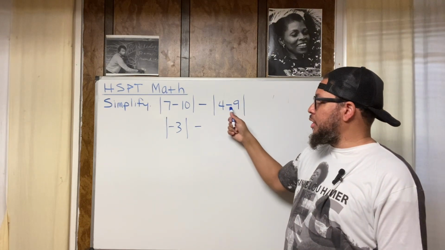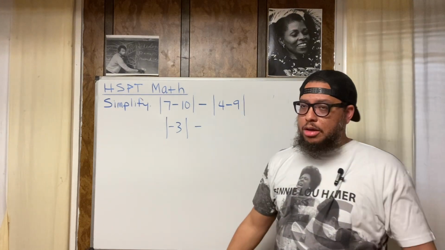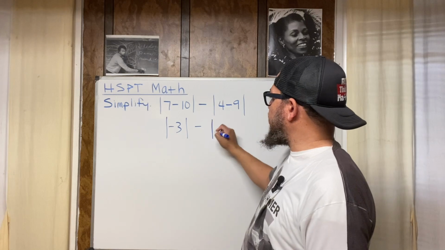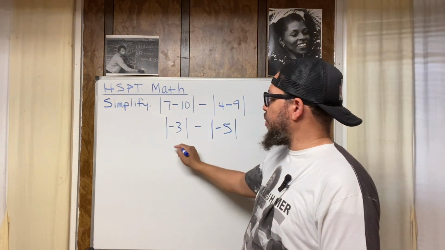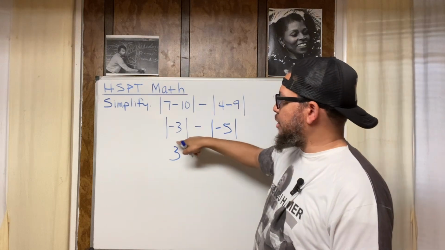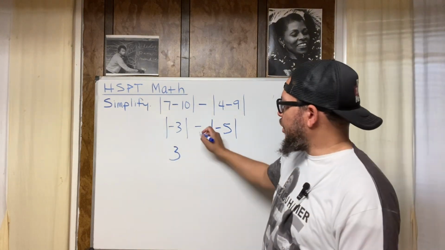Start at 4, move to the left, 9 spaces. You're going to end up at -5. So then you're going to have the absolute value of -5. Now, the absolute value of -3 is +3 because that's how far -3 is from 0. 3 spaces. Bring the minus sign down.